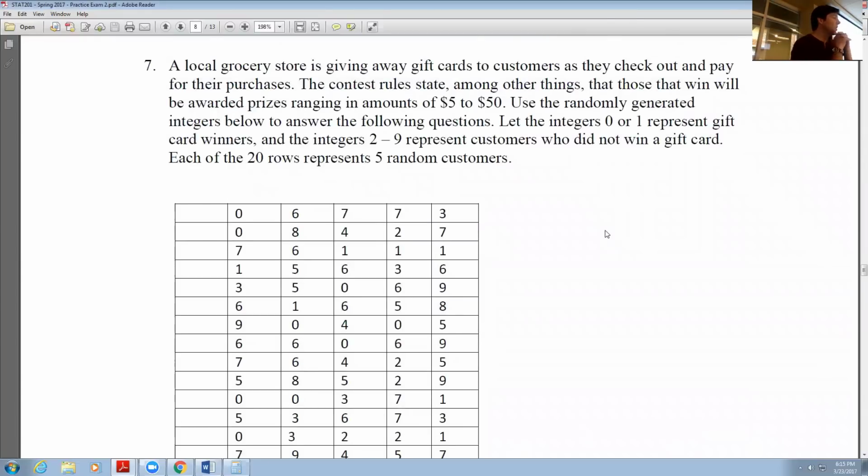A local grocery store is giving away gift cards to customers as they check out and pay for their purchases. The contest rules state, among other things, that those who win will be awarded prizes ranging from $50 to $5. Use the randomly generated integers below. Answer the following questions. Let 0 and 1 represent gift card winners, and 2 to 9 represent customers that did not win. So we're going to look at 100 customers because there are 20 rows with 5 customers.